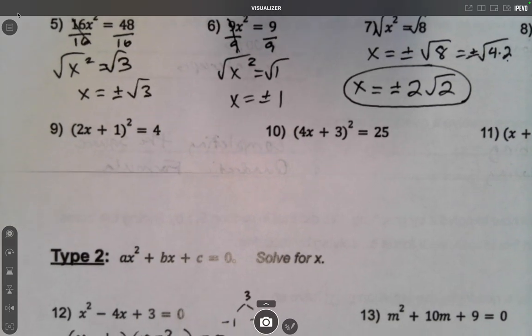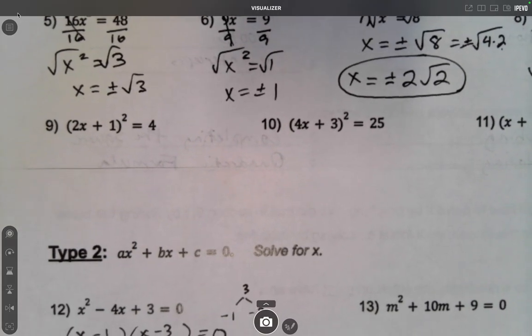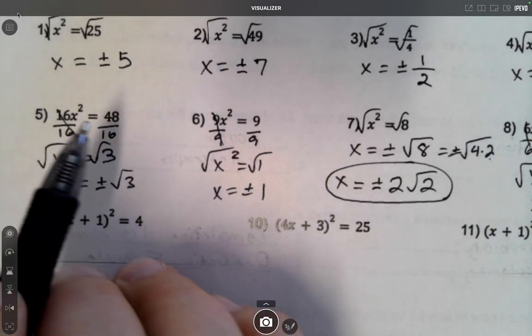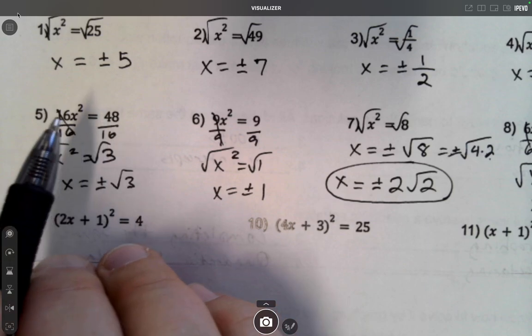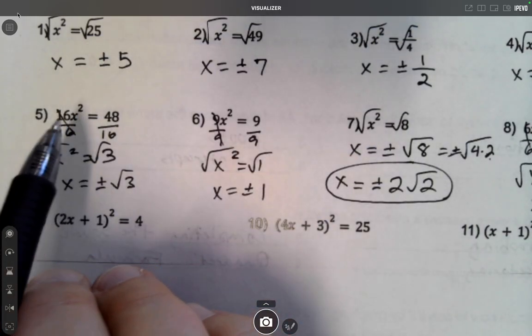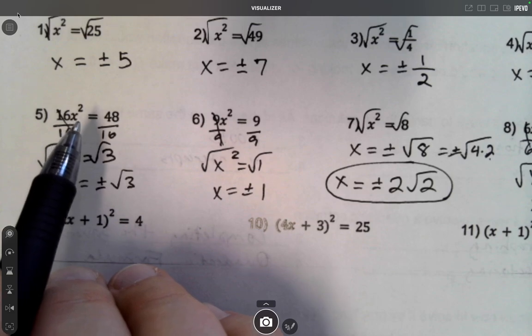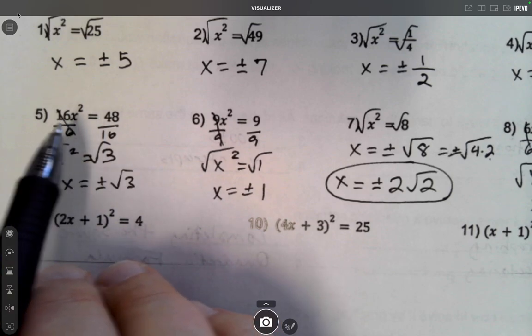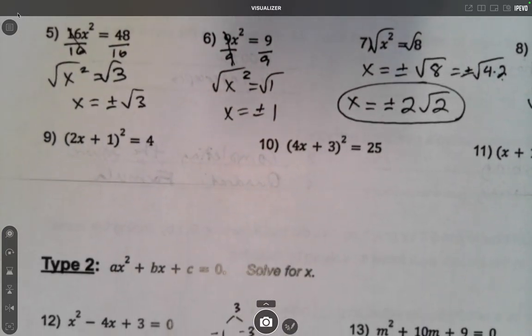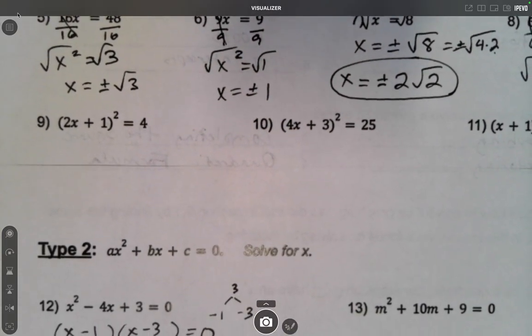Number 9. So what's important back here in 1 through 8 is that we want to make sure the squared part is by itself, which for all of these, 1 through 8, it was just the x that was being squared. But when there's a coefficient, we had to move that over, so we had just x squared by itself. So as you look at 9, 10, and 11, you need to think with that same line of thought. What's important is that we get the part that is being squared by itself.